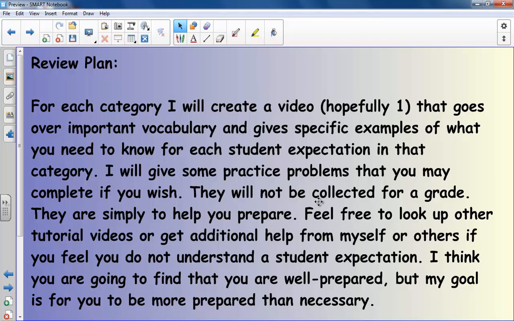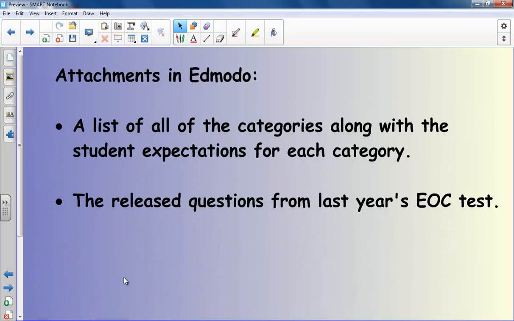There are lots of resources out there online. You're welcome to use them. You're welcome to come ask me questions. You're welcome to go talk with another teacher, whatever you need to do. I think that you're going to be well prepared, but we want to make sure that we're above and beyond so that when you get to the test, it seems easy.